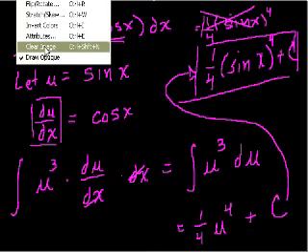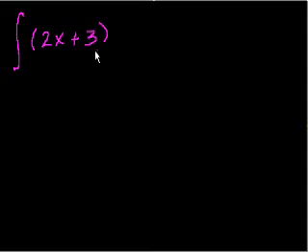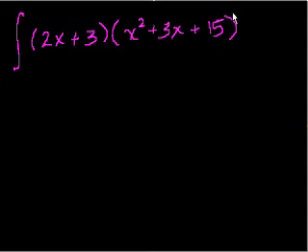Let's do a couple more problems like this. Let's take the integral of 2x plus 3 times x squared plus 3x plus 15 to the fifth power dx. That looks complicated to you, doesn't it?